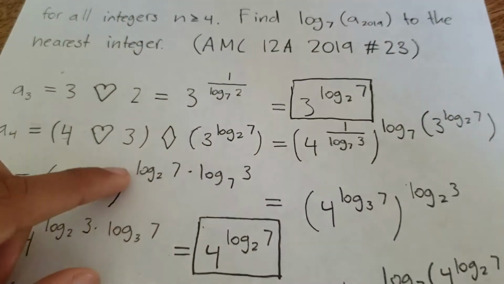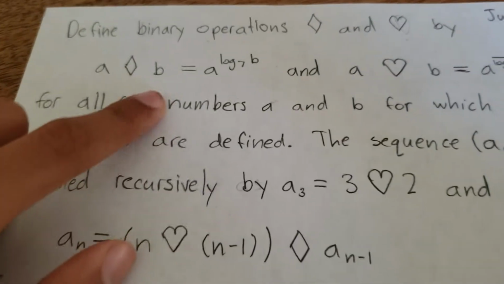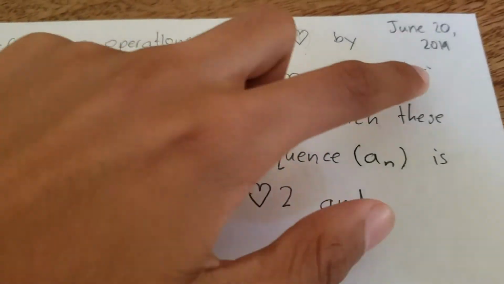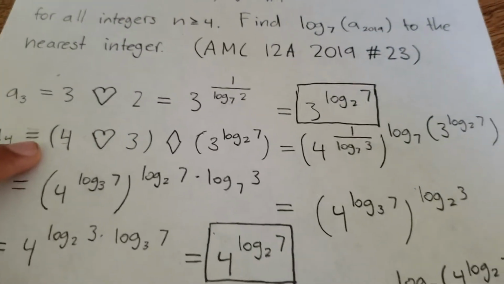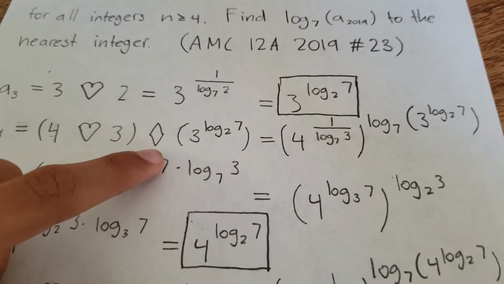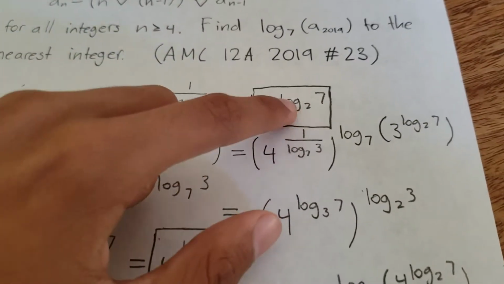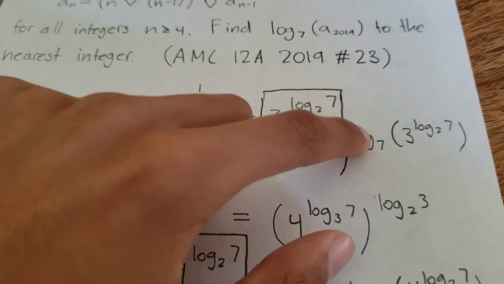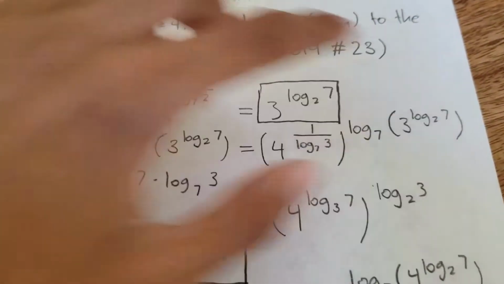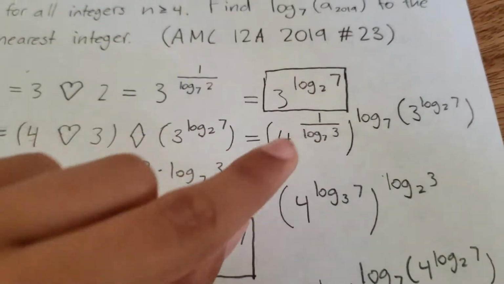Now we use the diamond operation. A diamond b is just a to the log base 7 of b. We don't reciprocate it this time as we did for the heart operation. So it's the first one, 4 to the 1 over log base 7 of 3, and then the diamond, the second one, which is 3 to the log base 2 of 7. So it's log base 7 of 3 to the log base 2 of 7, because the b goes inside the log base 7. Alright, this looks pretty crazy here.